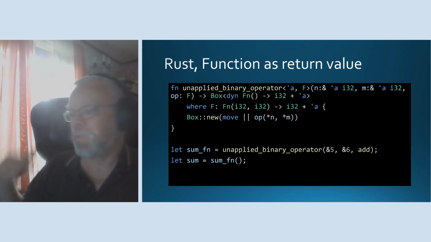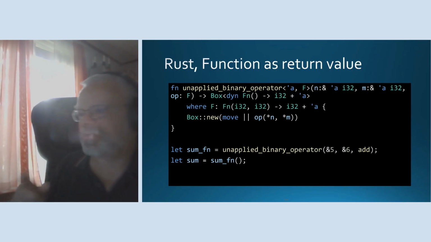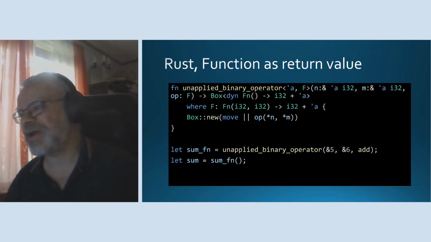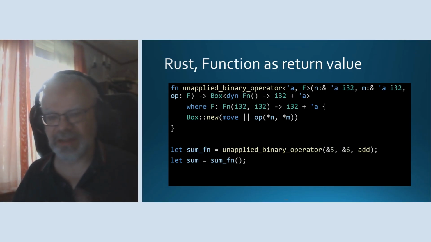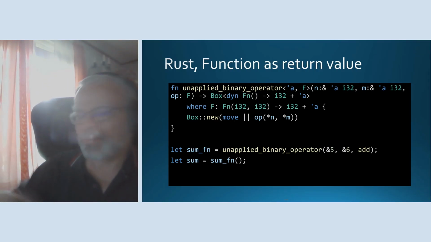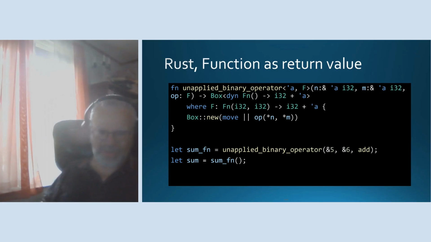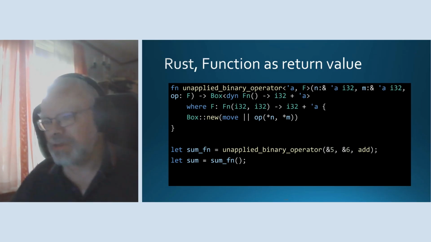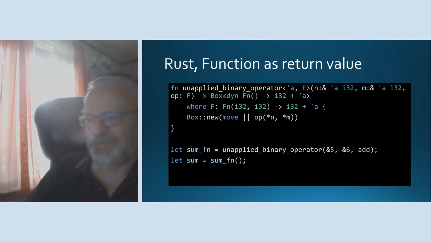But basically, we call unapplied binary operator with 3 values, 2 constants, and a function that we want to execute. And we get the function back that we can execute at a later time. And that is what gets it a bit hairy. Who is owning the data that we have during this time? And then finally, we call that function and we get the result. So it's doable, but not easy.